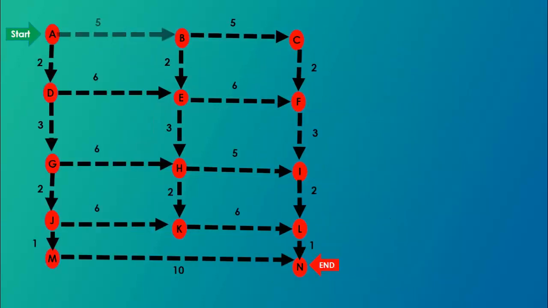These paths are A to B, B to C, C to F, F to I, I to L, and L to N. The second one is A to D, D to G, G to J, J to M, and M to N. And the last one is A to B, B to E, E to H, H to I, I to L, and L to N. Here you can see the shortest paths marked in blue.